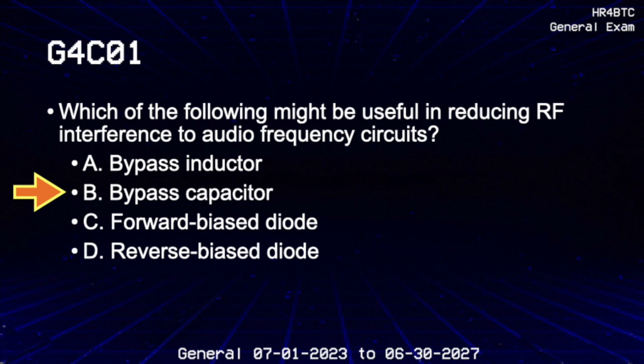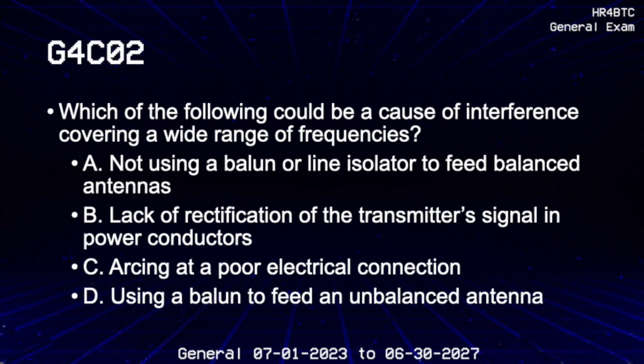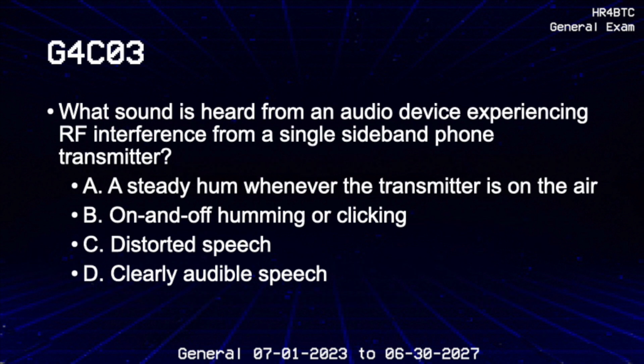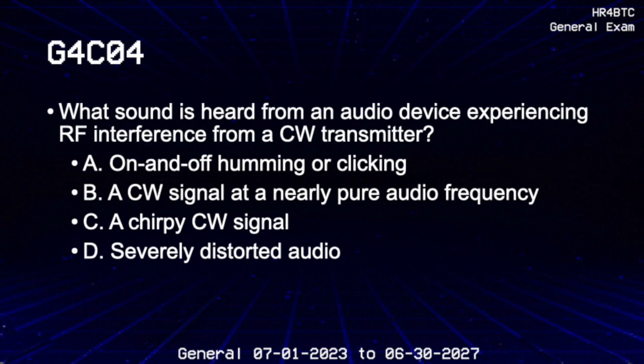Which of the following might be useful in reducing RF interference to audio frequency circuits? Bypass capacitor. Which of the following could be a cause of interference covering a wide range of frequencies? Arcing at a poor electrical connection. What sound is heard from an audio device experiencing RF interference from a single sideband phone transmitter? Distorted speech. What sound is heard from an audio device experiencing RF interference from a CW transmitter? On and off humming or clicking.